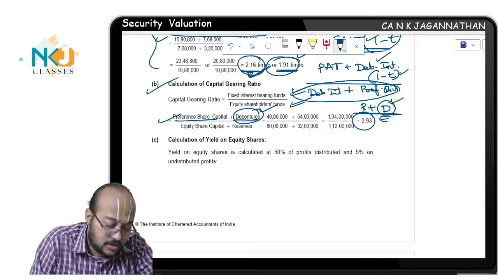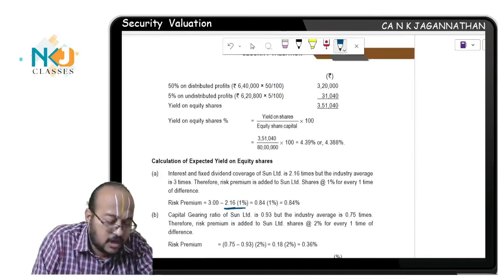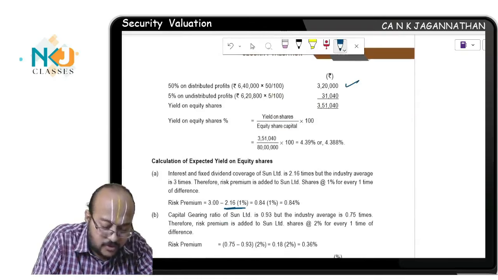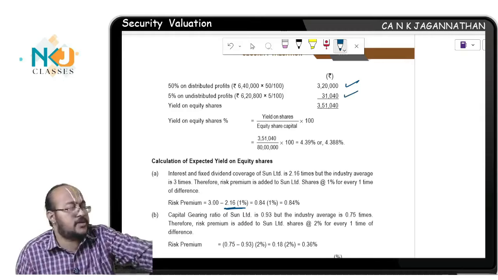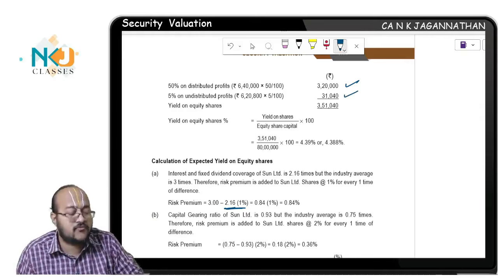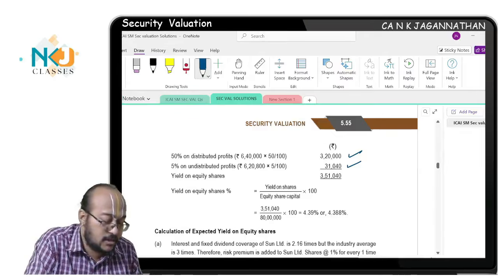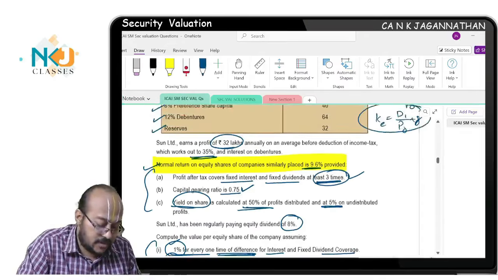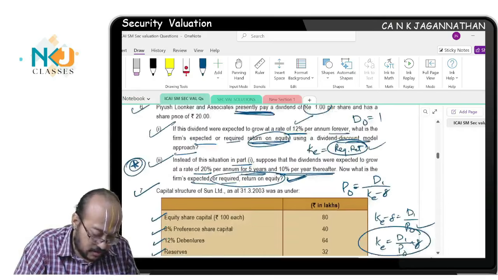Next, yield on equity shares. How have they computed the yield on equity shares? Very simple. 50% of distributed profit, total profits they are computing. This is on a total basis they have computed, then on a per share basis. In this question, they have not given you how many shares are allotted. See here, I'll show you. Is any data given about how many shares are outstanding?